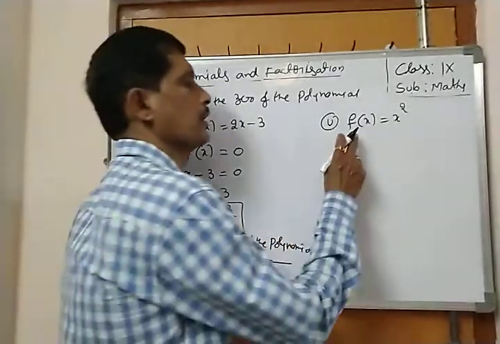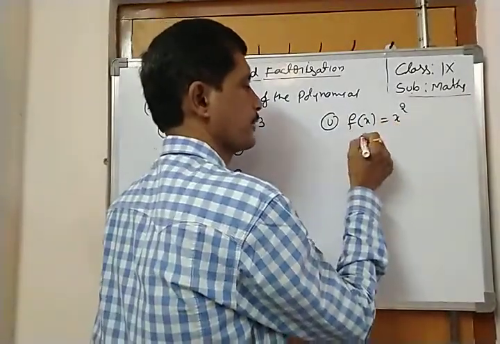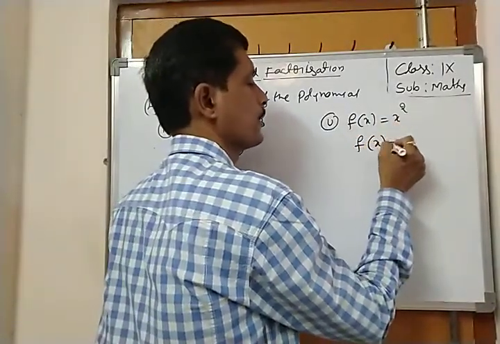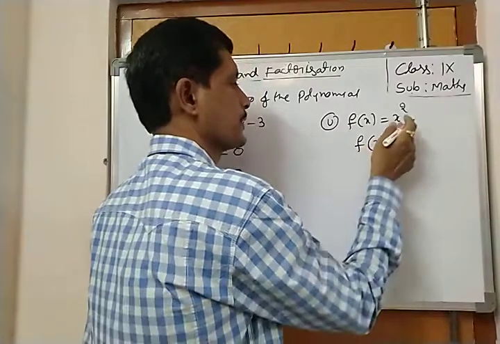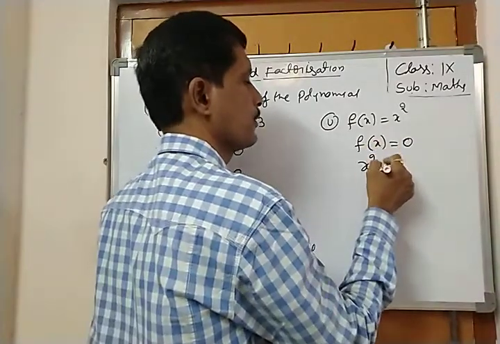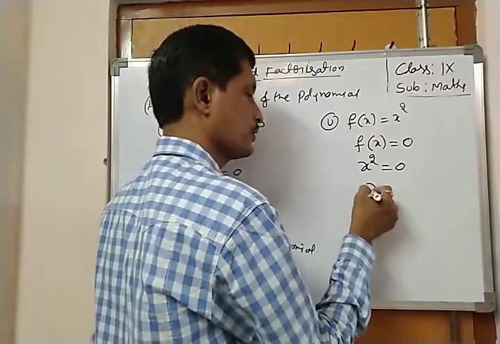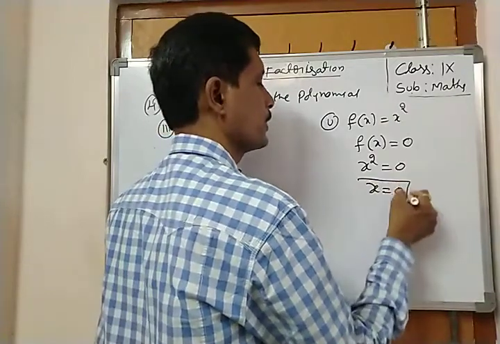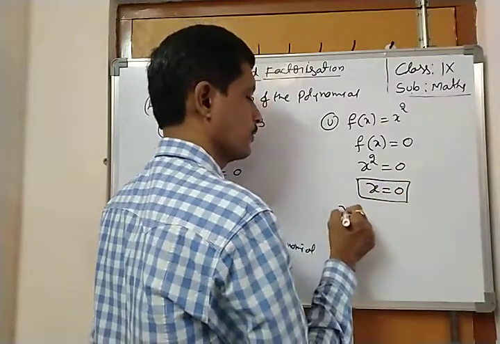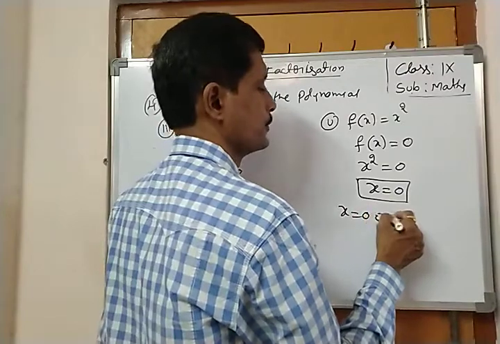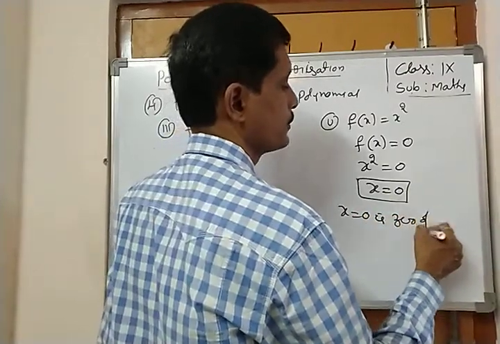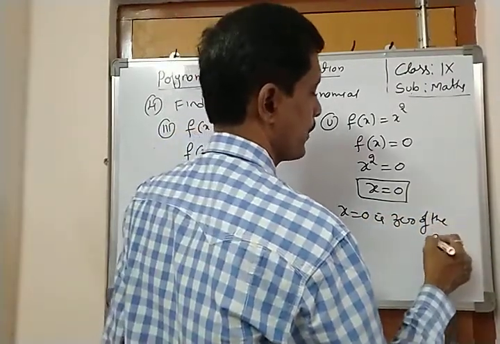Next, here also f of x equals x square. Therefore f of x equals 0. F of x means x square equals 0. Therefore x square equals 0 means x is also 0. Therefore x equals 0 is the 0 of the polynomial.